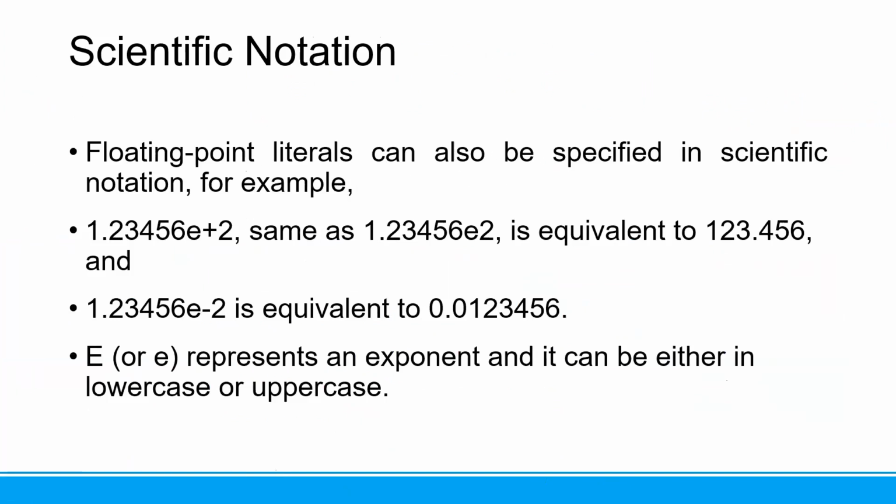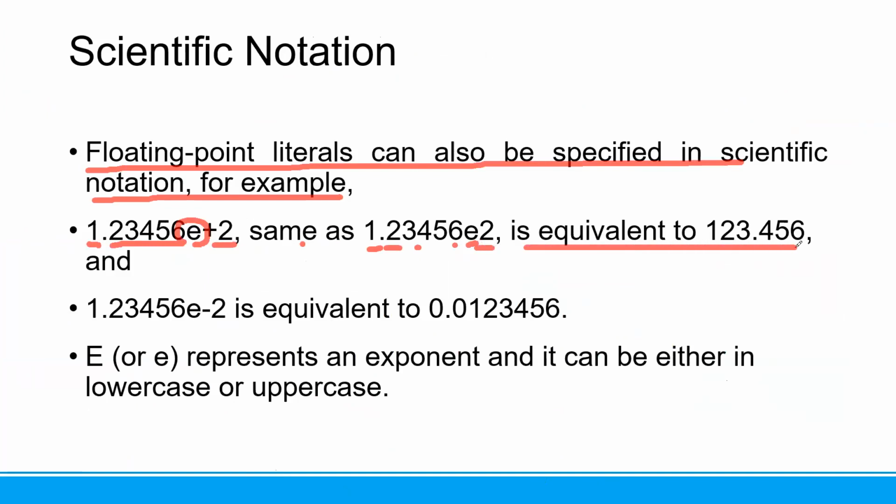Scientific notation. So floating point literals can also be specified in scientific notation. For example, we have 1.23456 E plus 2. So it is the same as 1.23456 E2, and it is equivalent to 123.456.